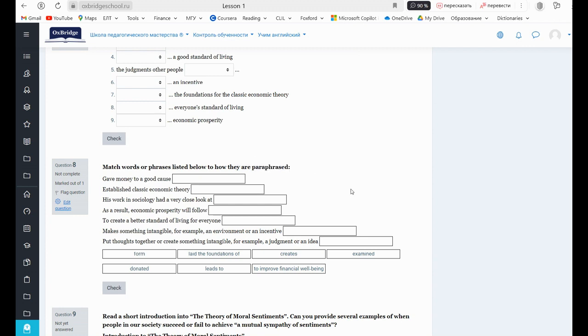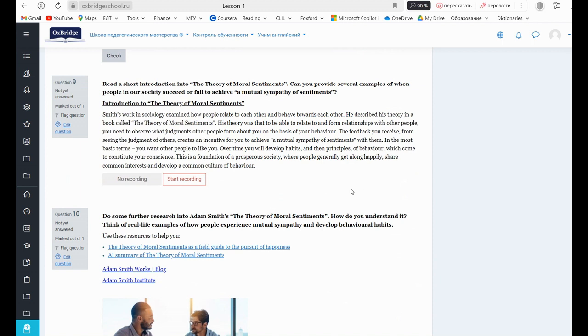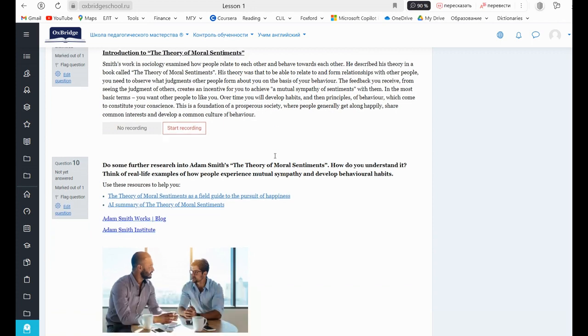These types of exercises provide them with scaffolding as part of the CLO course to get them to start talking. Another really good example of how scaffolding is used is a sequence of exercises that we have at the end of lesson 1 here. We ask students to read a very short introduction of what is the theory of moral sentiments, just to give them a very basic idea.